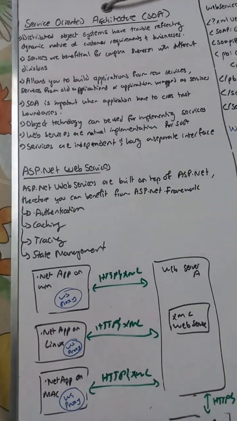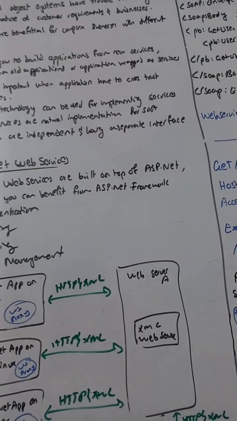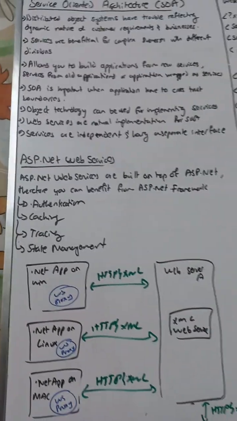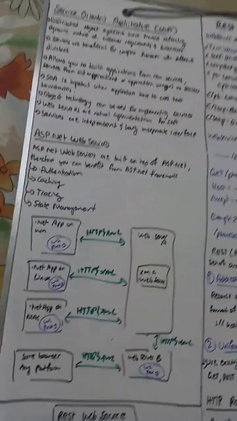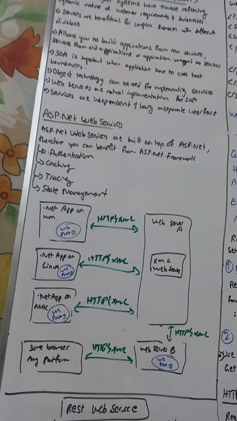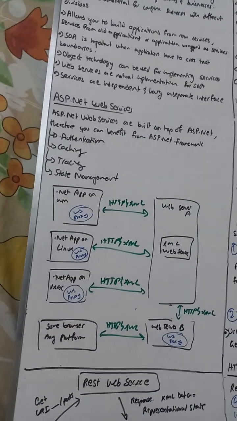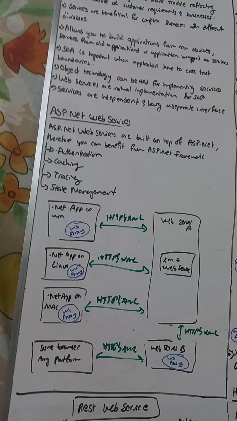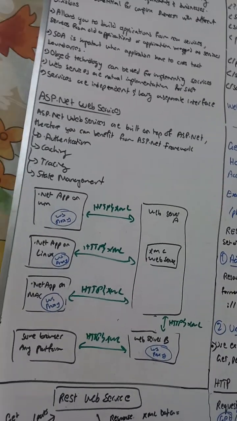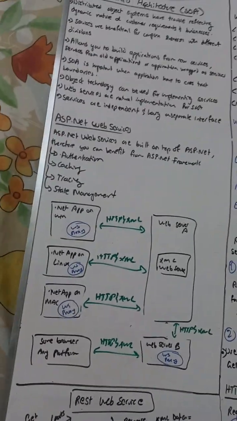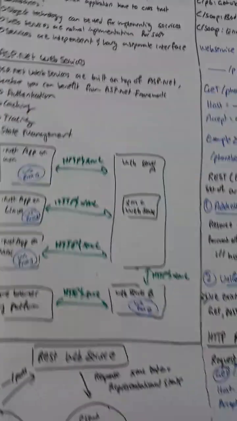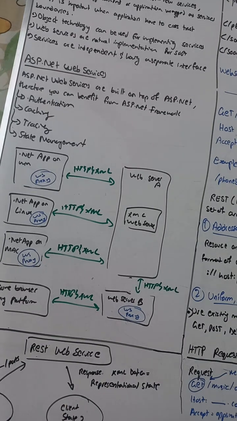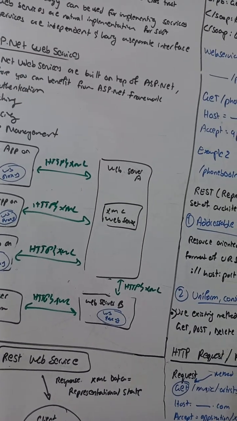Object technology भी use कर सकते हैं for creating services, but mainly हम web services use कर रहे हैं for creating SOA. And services are basically independent of one another and they have a separate interface. So ASP.NET जो है web services अपनी web services provide करता है, वो basically built on top of ASP.NET, which allows you to use many of the functionalities of ASP.NET, such as its authentication, caching, tracing, and state management, right? So authentication, caching, state management, tracing.